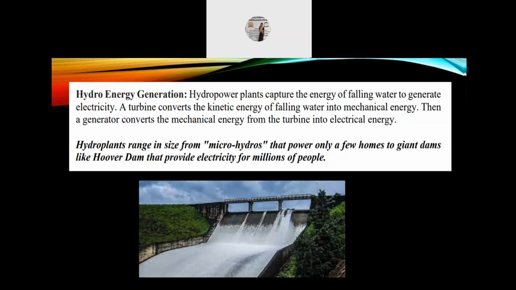So the first one of energy generation plants is hydro energy generation. Hydropower plants capture the energy of falling water to generate electricity. A turbine converts the kinetic energy of falling water into mechanical energy. Then a generator converts the mechanical energy from the turbine into electrical energy. Hydro plants range in size from micro hydros that power only a few homes to giant dams like Hoover Dam that provide electricity for millions of people.